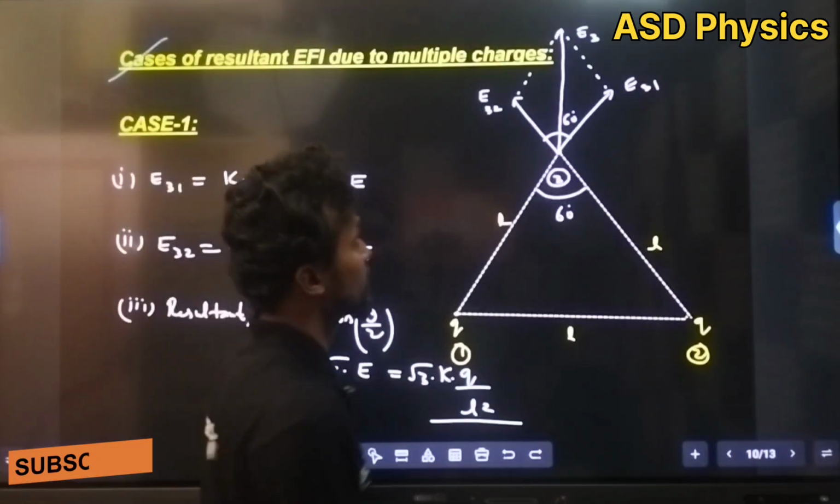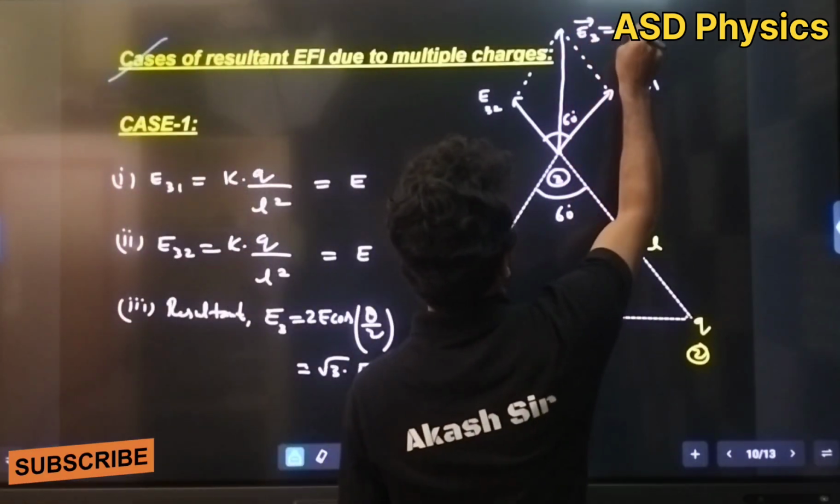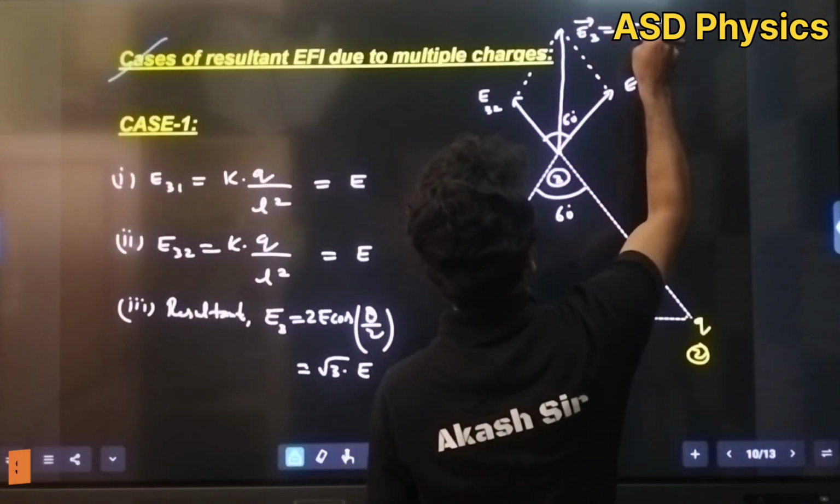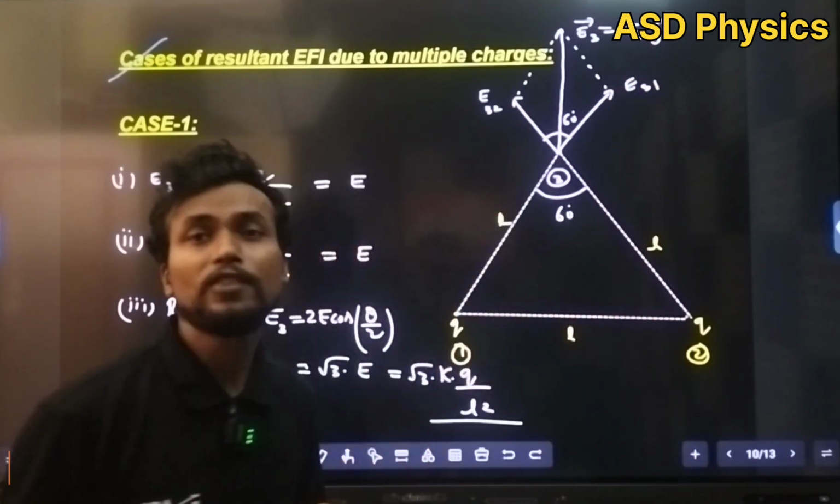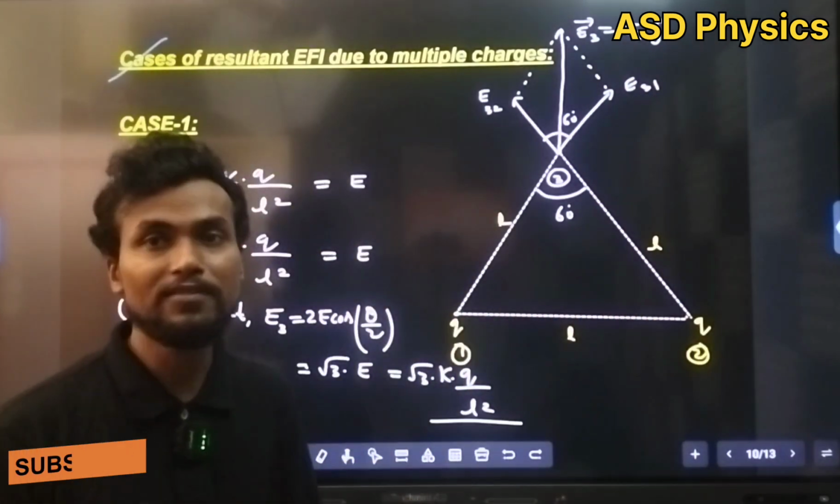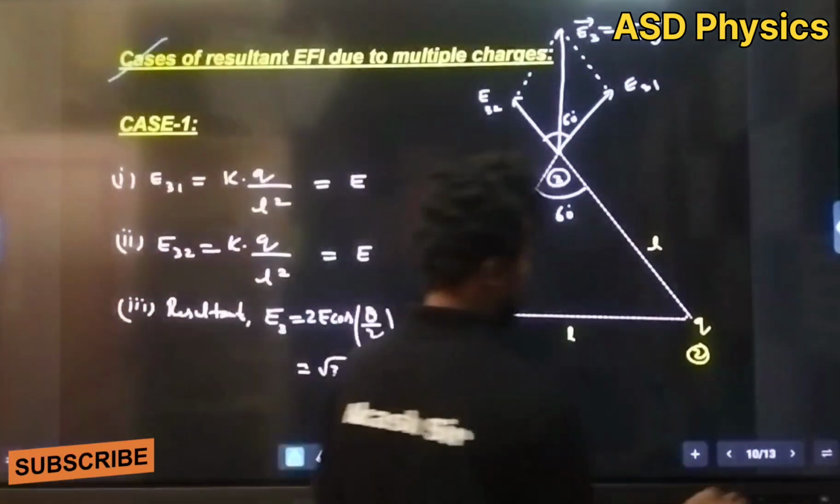If you want to write it in vector form, what you have to do is multiply this magnitude with j cap. Similarly, here also the magnitude of the electric field will be the same. Only the directions will be different.